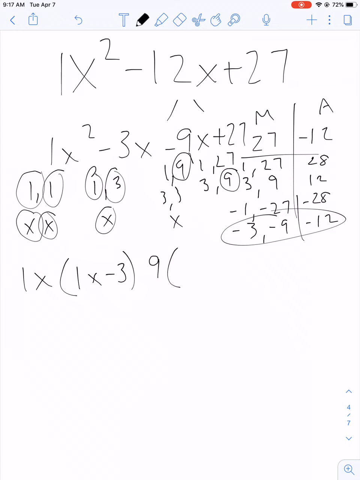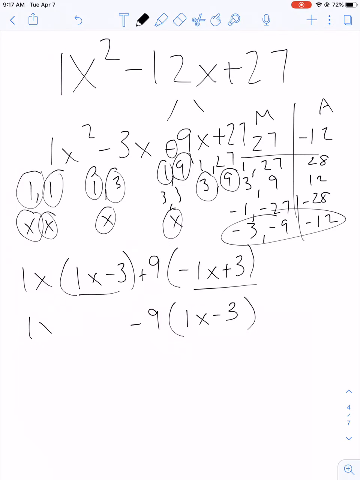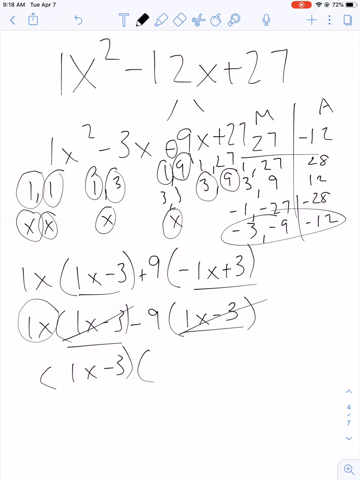So I have left over -1x and 3. Now again, these should be the same, but they're not. So I have to change this sign from a positive to a negative, which will then change this to positive and negative. Now are they the same? Yes, so that goes out in front. And we just have 1x minus 9 left over. And we're done.